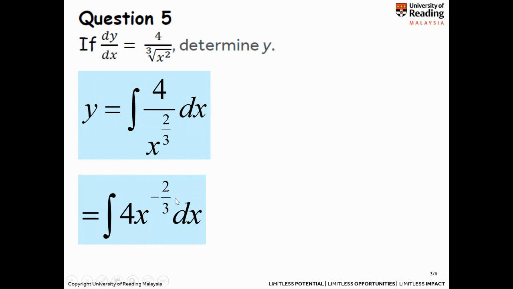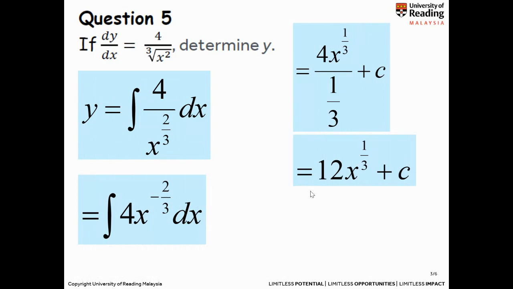Now when you integrate, you add 1 to the power. Minus 2 over 3 plus 1, you shall get 1 over 3. And you need to divide by the new power 1 over 3. Again, you need a plus c. So when you have the complex fraction of 4 divided by 1 over 3, if you use a calculator, 4 divided by 1 over 3, you shall get 12. So your answer is 12x to the power 1 over 3.